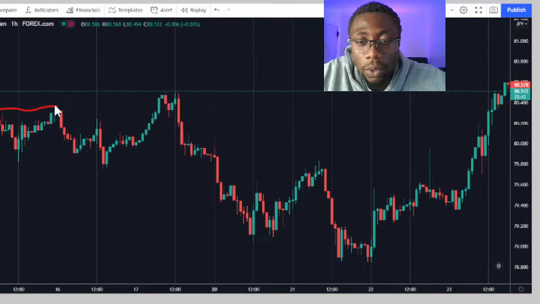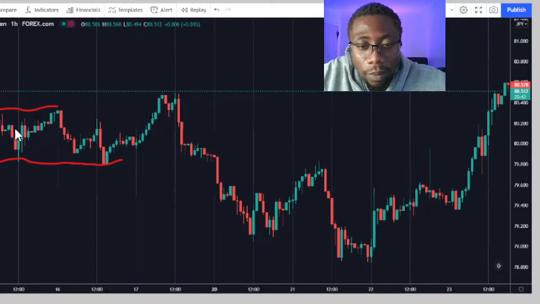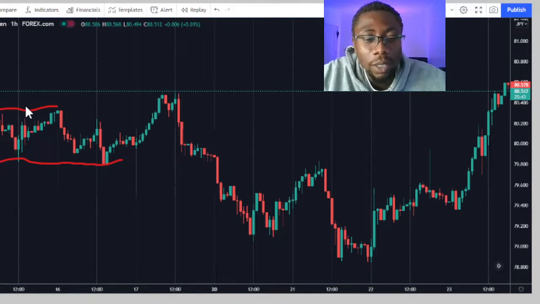We have that level, then we have this level below, which extends all the way over here. These are terrible lines, y'all. My apologies in advance.